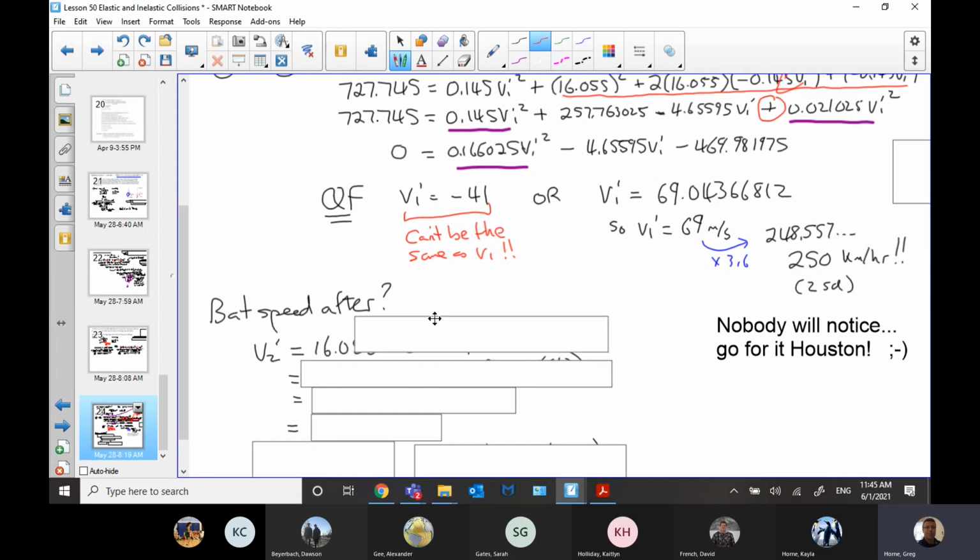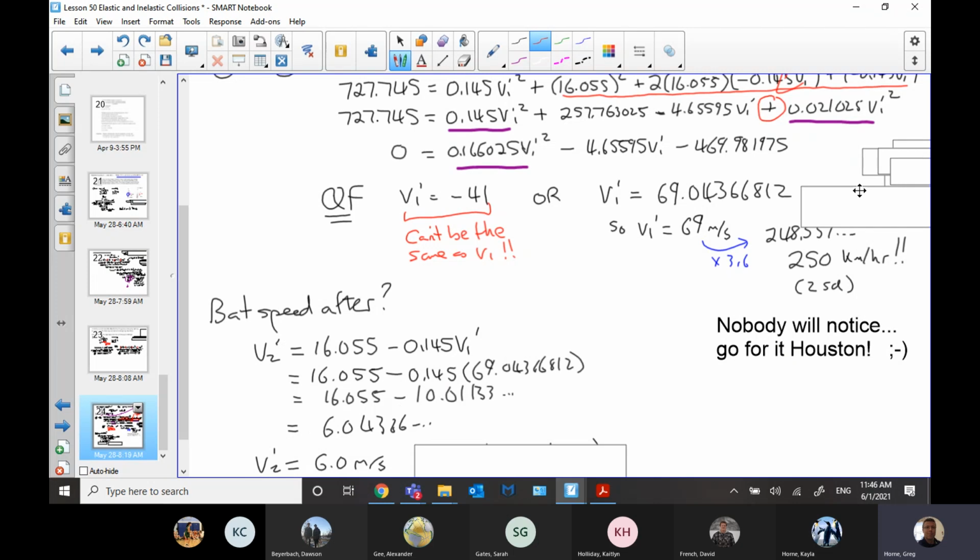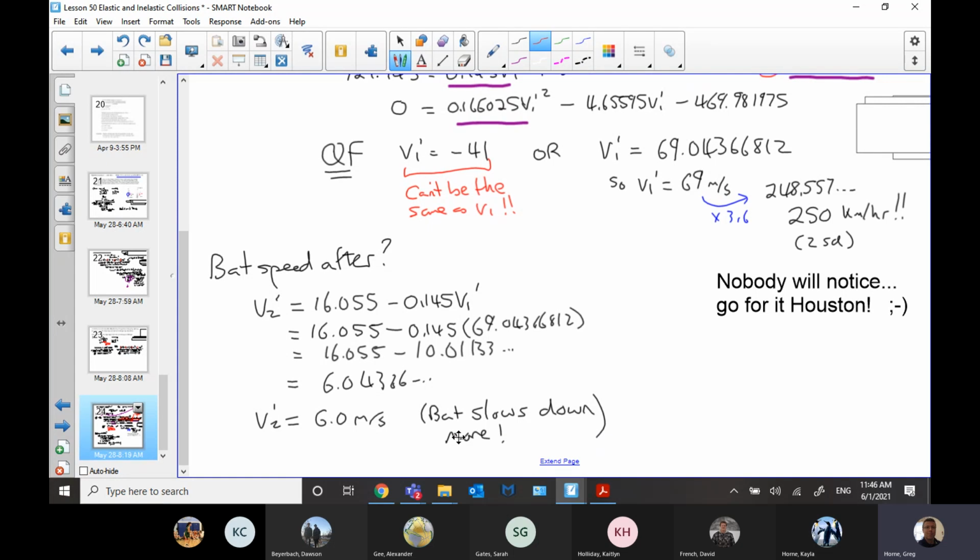Go for it, Houston. The bat speed. What happens to the bat speed? Since the ball is going off with so much more velocity, right? Let's see what happens to the bat. The bat ends up slowing down even more. Okay, so it would feel different too for the players. Right, the bat would slow down more in their hands. It'd probably hurt more because the bat would change so much more drastically in your hand, and the vibrations would probably be more as a result.